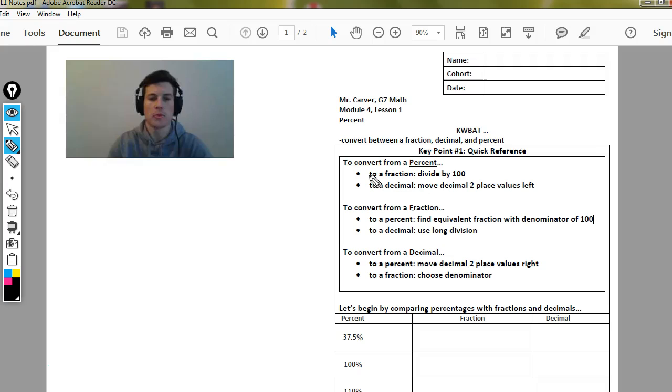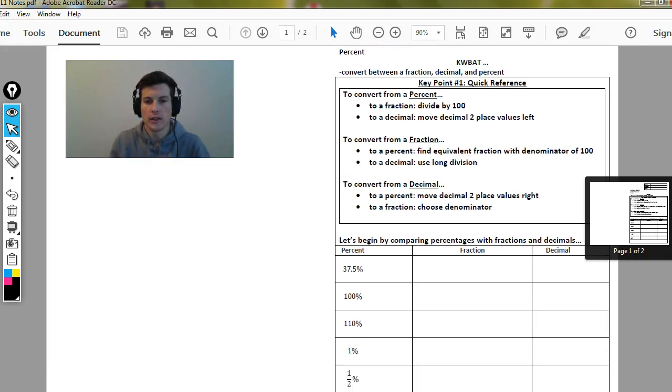Today we are going over Module 4, Lesson 1 on percent. So the aim for today is that Kipsters will be able to convert between a fraction, decimal, and percent. Key point number 1 is a quick reference guide. Let's read through these, but you're not going to know these or learn these just from reading them. We're going to need to do quite a few practice questions, which we have in our notes today.